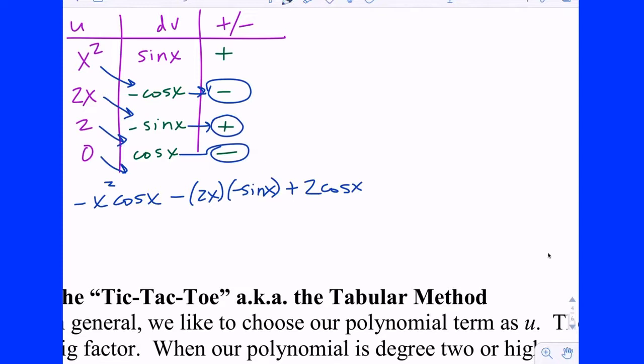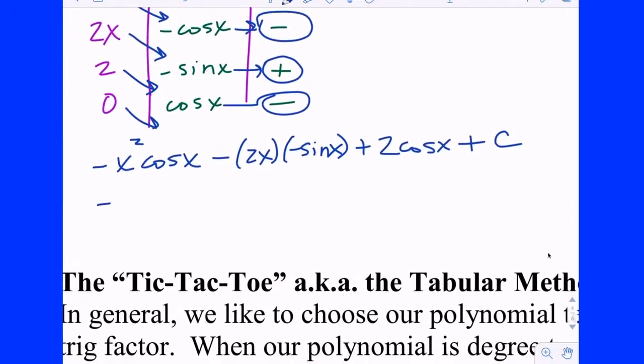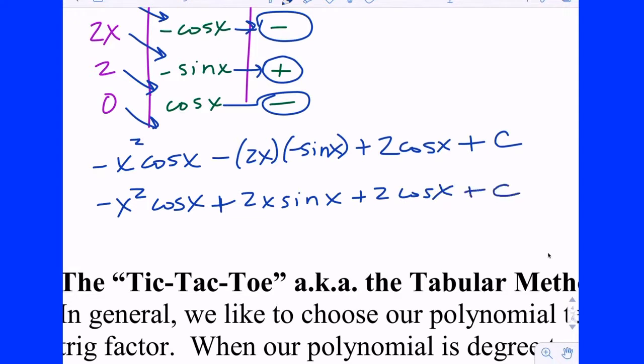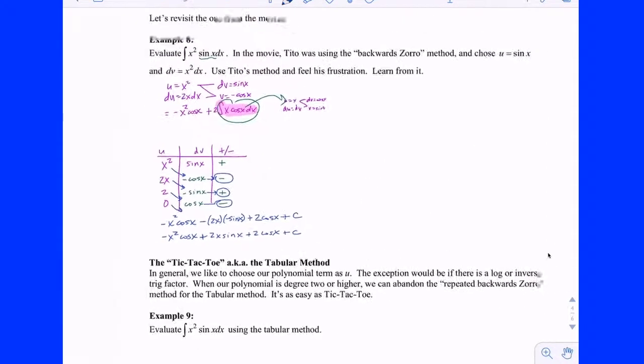You don't need the minus 0. You just put plus c. You don't need the zeros there forevermore. And then, of course, you simplify. Negative x squared cosine of x. This does turn into a plus 2x sine of x. And then a plus 2 cosine of x plus c. So the tabular method works great when you have powers of x. You don't have to do those iterations of the Zorro method, which is a lot to keep track of.